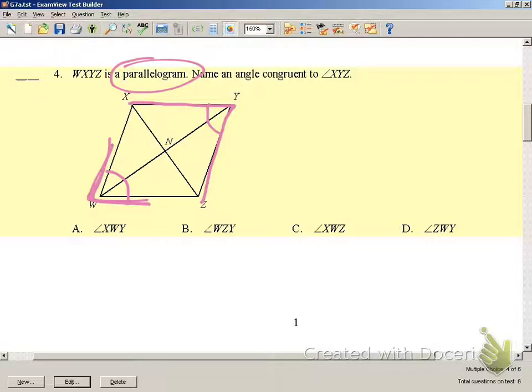X, W, Y, that's not it. W, I can say that's not it because W is the first letter and the W has to be the middle letter. So X, W, Z. If we said Z, W, Y, that would not be it as well. So the answer would be C in this case. Think of your properties for parallelograms. Opposite angles congruent, opposite sides parallel, and so forth.